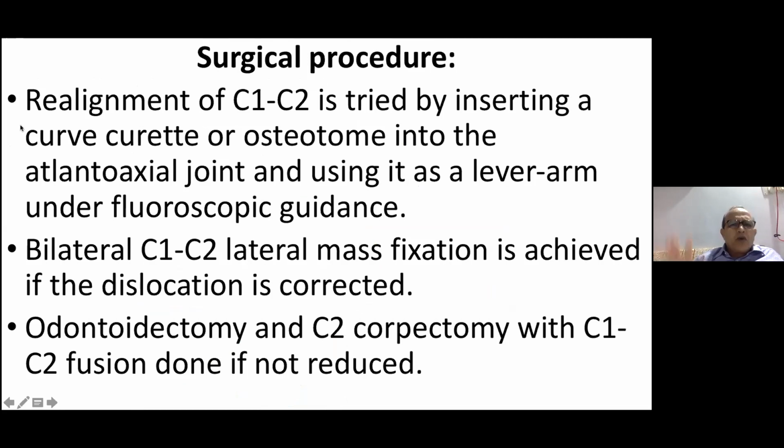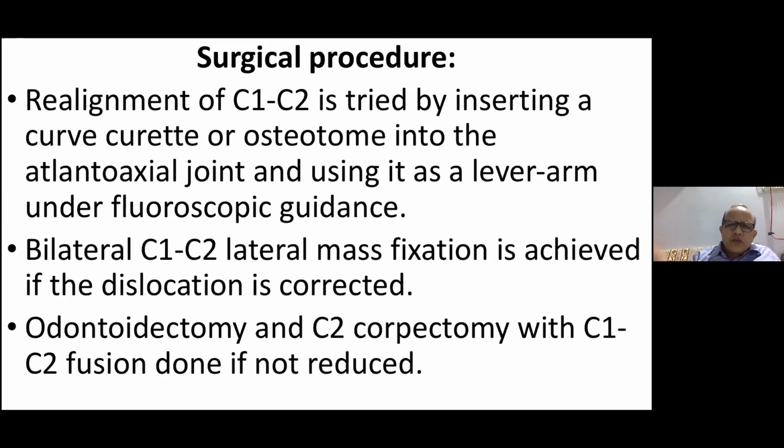Remove all the contracting tissue anterior to this, open the facet joint, and then insert a curved curette or an osteotome in the facet joint and try to manipulate and also mobilize. You can push the anteriorly dislocated C1 arch, which most of the time is anteriorly dislocated. So you can push it anteriorly.